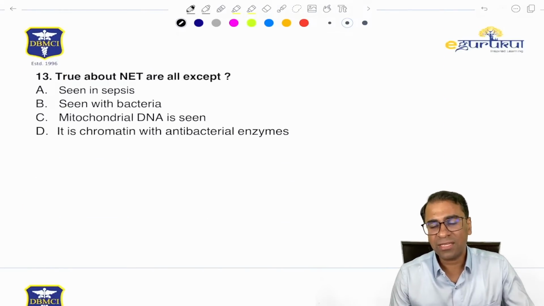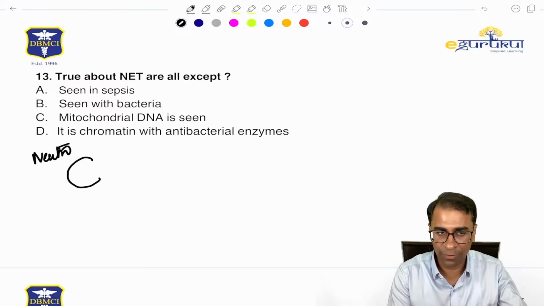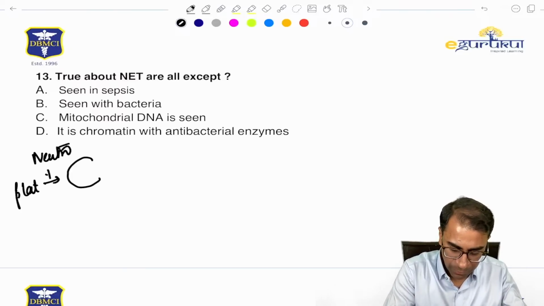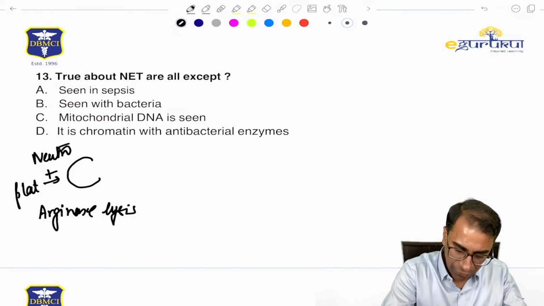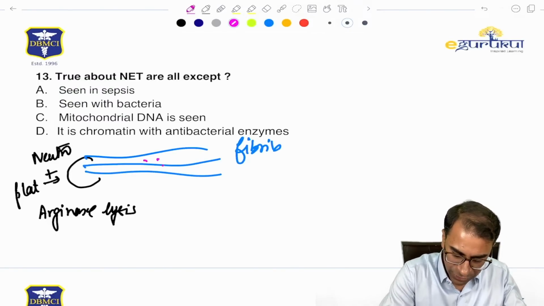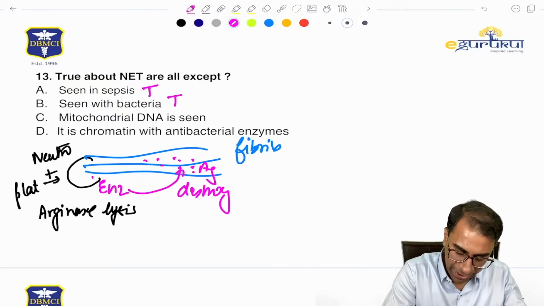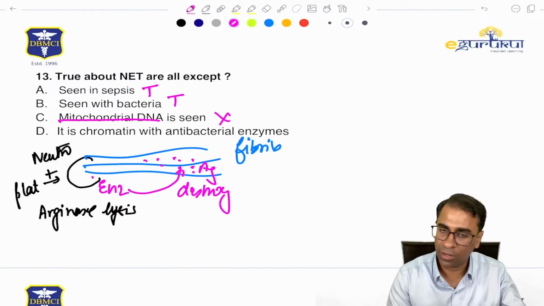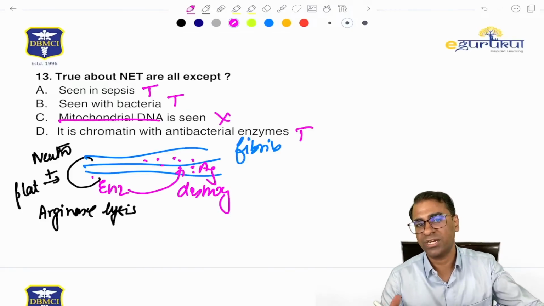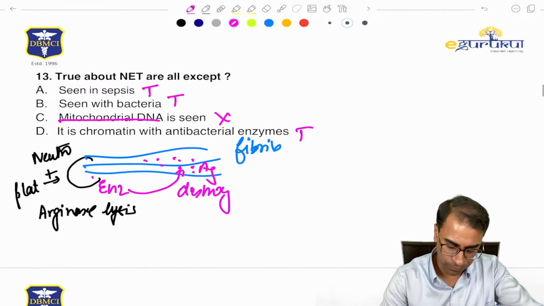So what are NETs basically? These are neutrophils, and neutrophils will first get activated because of platelets. After the activation of the platelet, an enzyme will lyse it. Once the lysis occurs, what comes out is fibrils. Because fibrils come out, the antigen is captured in them, and the enzymes coming out from this destroy it. So just remember, it is seen with sepsis and bacterial infection. Mitochondrial DNA is not involved here, and it consists of lysosomal enzymes which can destroy the antigen. It's called neutrophil extracellular traps. Clear? Next question.